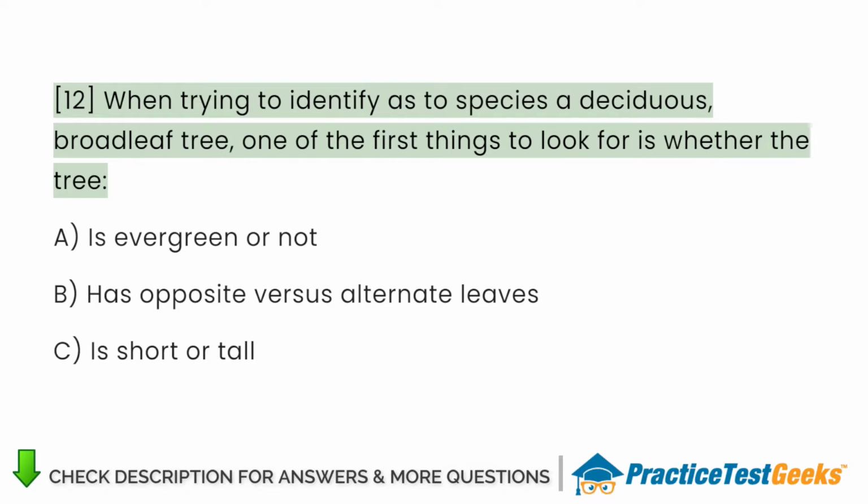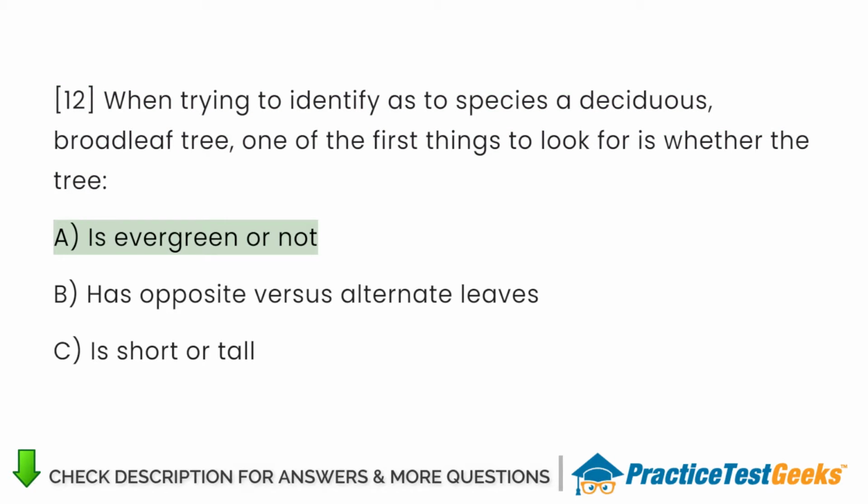When trying to identify as to species a deciduous, broadleaf tree, one of the first things to look for is whether the tree A. is evergreen or not. B. has opposite versus alternate leaves. C. is short or tall.